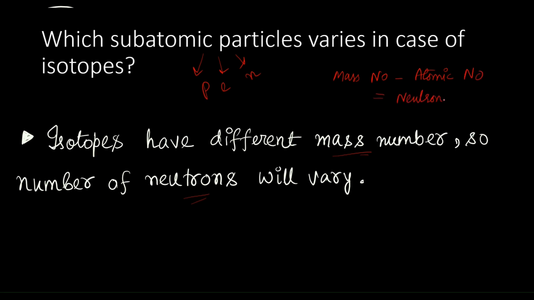When the mass number is different, then the number of neutrons is different, because proton and electron have got the same value, that is equal to the atomic number. So, only the number of neutrons is going to vary in the three cases.